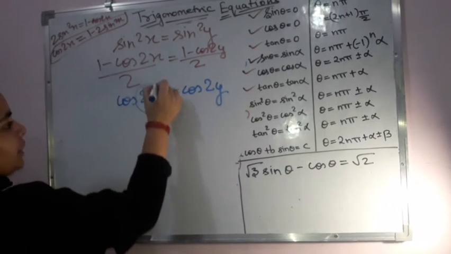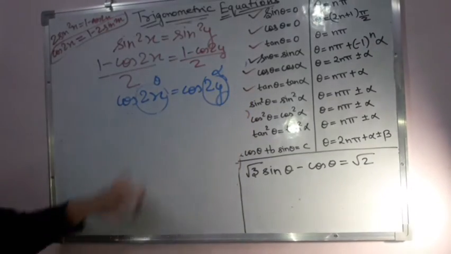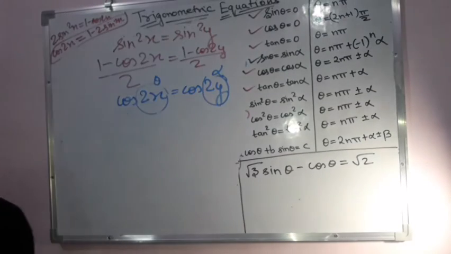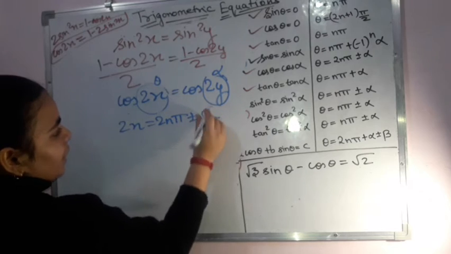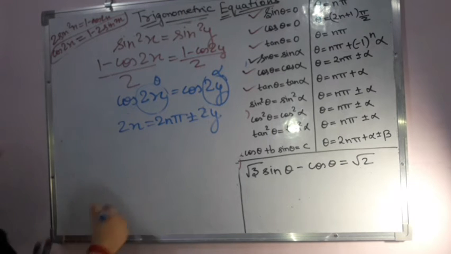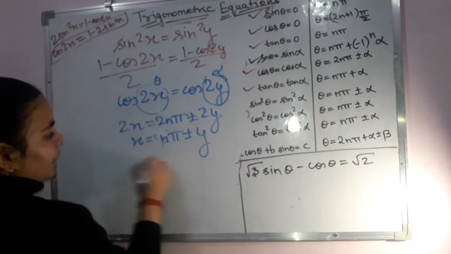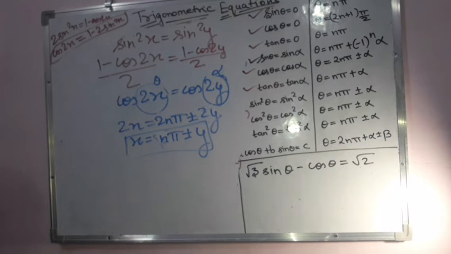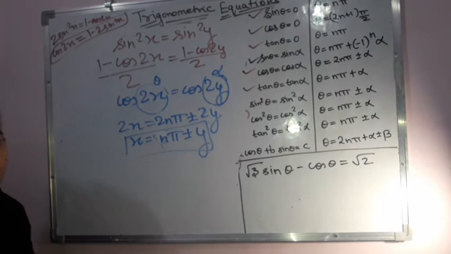And this I assume to be theta over here, and when I have cos theta is equal to cos alpha, then I know theta is equal to 2n pi plus minus alpha. That means theta is equal to 2n pi plus minus alpha, where alpha is 2y. 2 getting cancelled, 2 I can take common from both sides, it will be cancelled. That means x is equal to n pi plus minus y. This is my general solution that I am getting for sin square x is equal to sin square y. That is x is equal to n pi plus minus y. That means it is similar to theta is equal to n pi plus minus alpha.